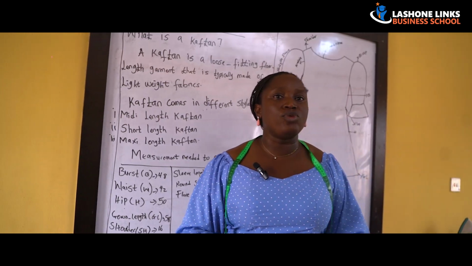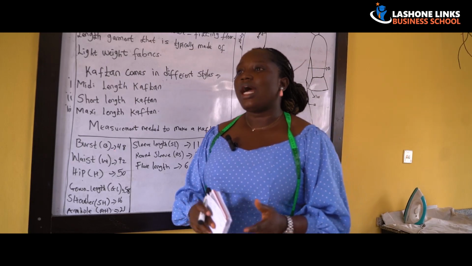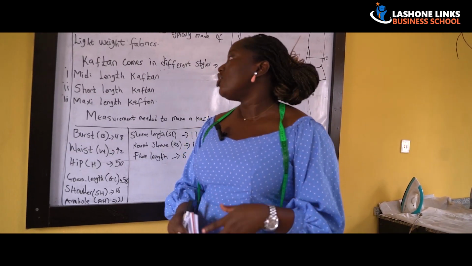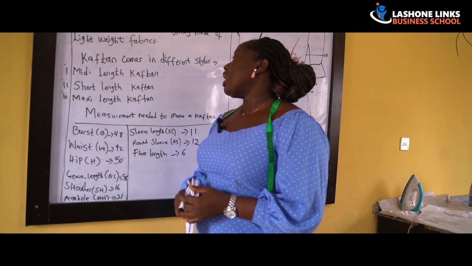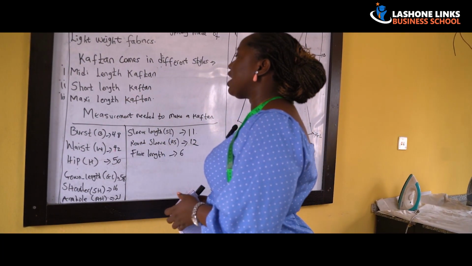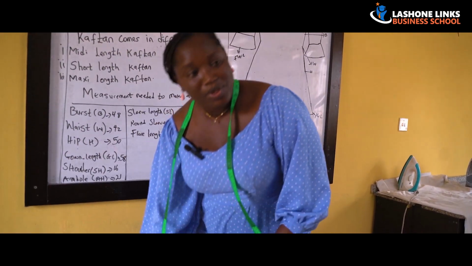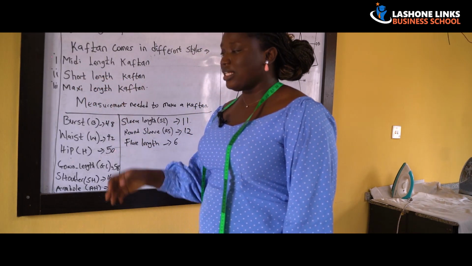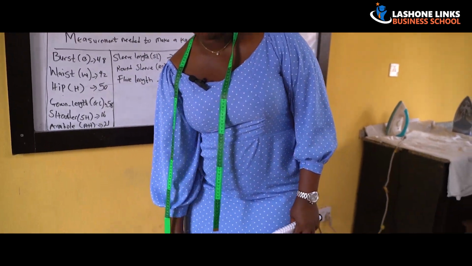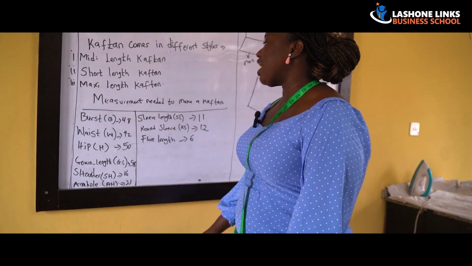What can be easily put on? Like you can use crepe, ankara, adire. Those are the types of lightweight fabric that you can use for your kaftan. And kaftan can come in different styles. Midi, that's below the knee. Then short length kaftan, that's above your knee length. Then maxi, that's floor length kaftan.